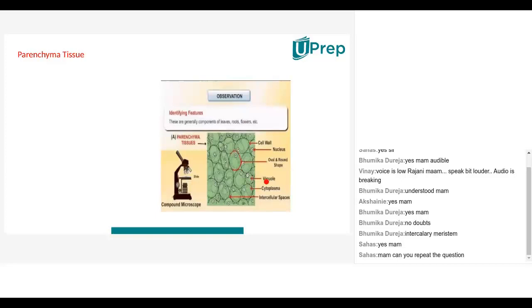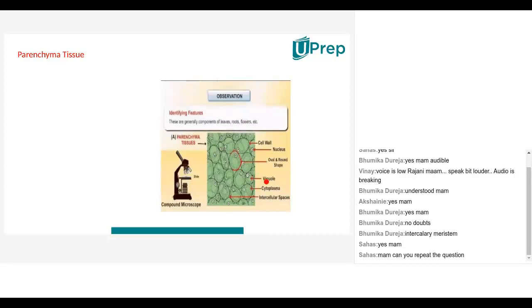What will meristematic tissue generally do? They will do only cell division. They will increase the length and width of the plant. That's all. There is no storage of food in meristematic tissue, isn't it? So there won't be vacuole in meristematic tissue. That point I mentioned over there. Remember? Ma'am, it has a denser cytoplasm. Yeah. We are talking about only the vacuole.